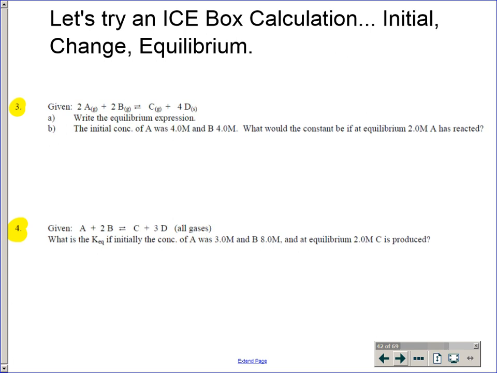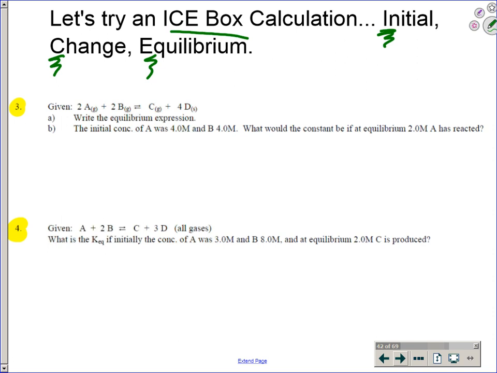Occasionally, you're going to have to construct something called an ICE box. Write down what ICE means. ICE, it's right here in front of you, means what? Initial, change, and equilibrium. I try not to have secrets. It's always usually on the board if you just watch, okay?